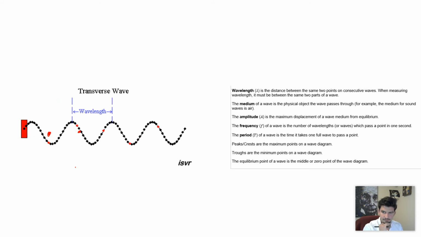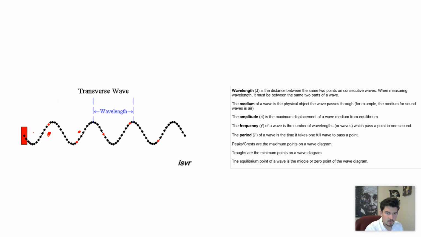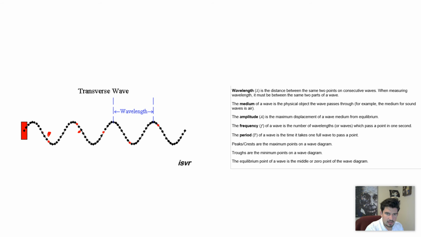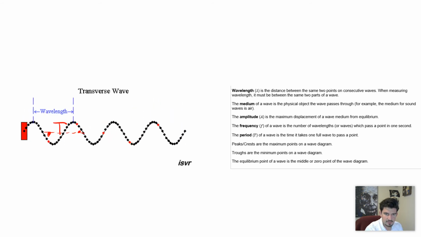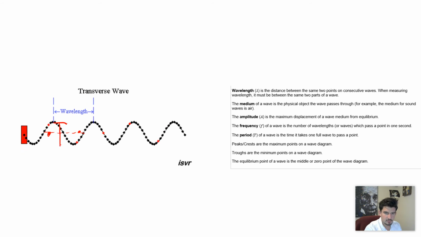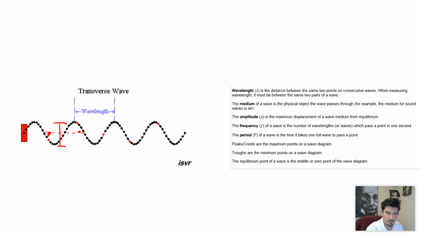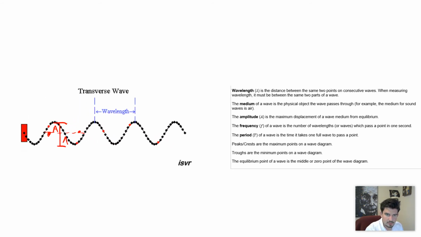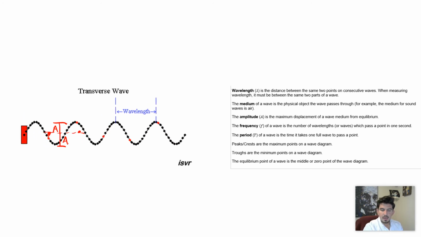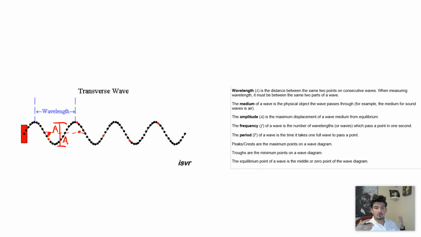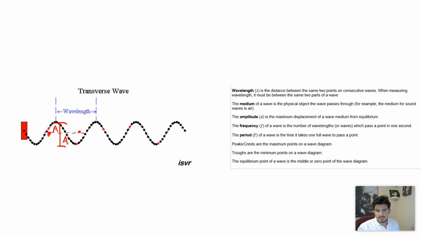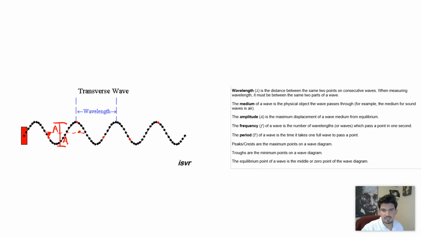Okay. The amplitude would be how high, let's say this is the equilibrium point. The amplitude is the measurement from the top to that equilibrium point or from the bottom to that equilibrium point. Okay, so amplitude. And again, in order for us to calculate the frequency or the period, we would have to have a stopwatch that told us the time. Because we don't have a stopwatch, we can't do that here.